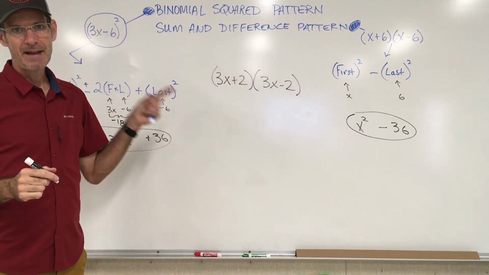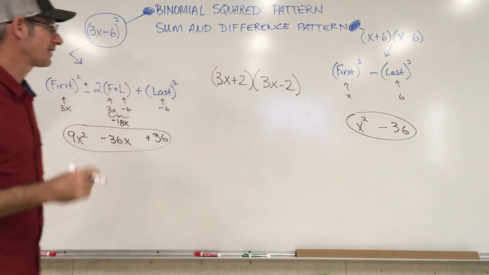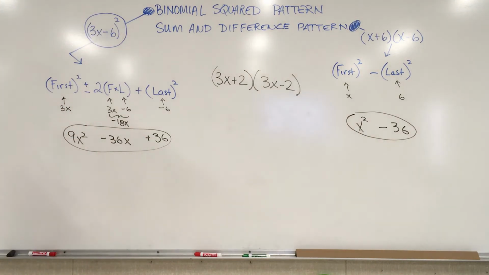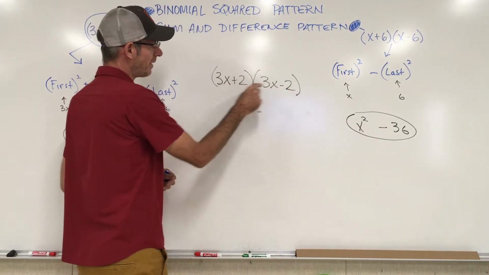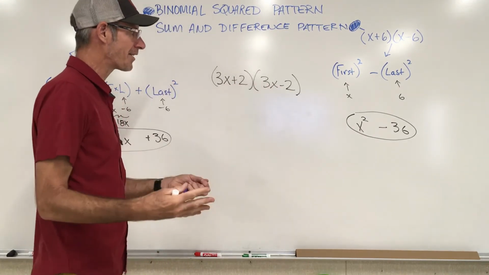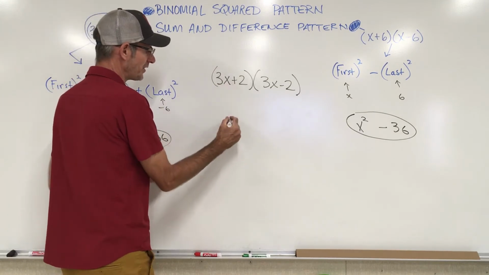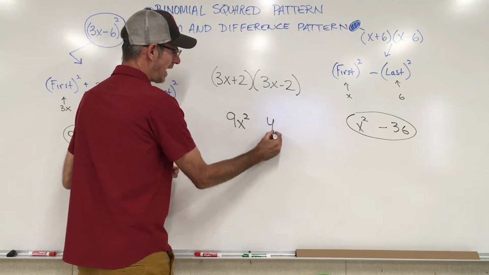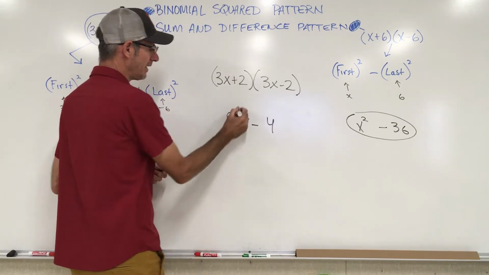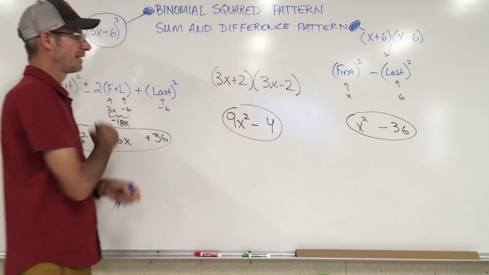Do the problem, answer the question, let's see what happens. All right, so I have 3x and 2 and 3x and 2. One's a sum, one's a difference. So there's a pattern. The pattern is I take my first and I square it. I take my last and I square it. And there will always be a minus sign in between. And that is the answer.